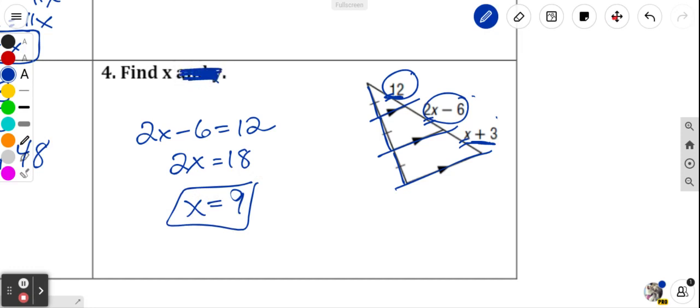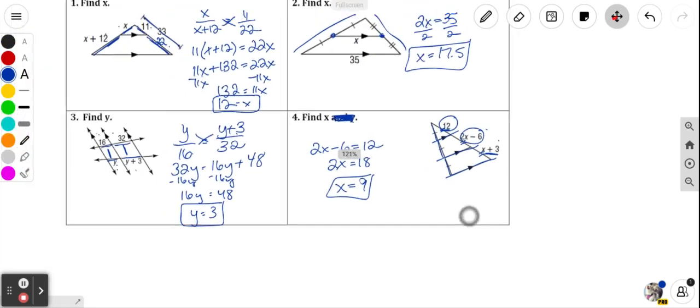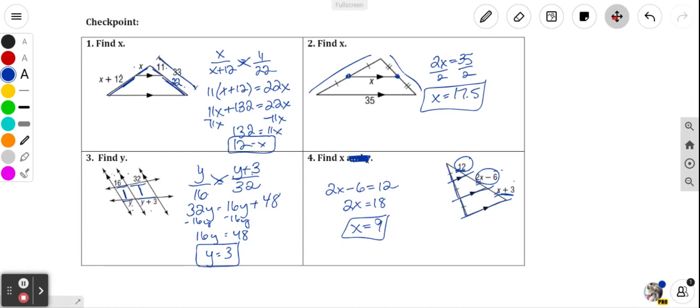All right. So that's it. So that is this lesson. Parallel lines, just more writing proportions pretty much. The only time that you're setting things equal instead of writing proportions is for something like 2 and 4. Everything else is proportions.